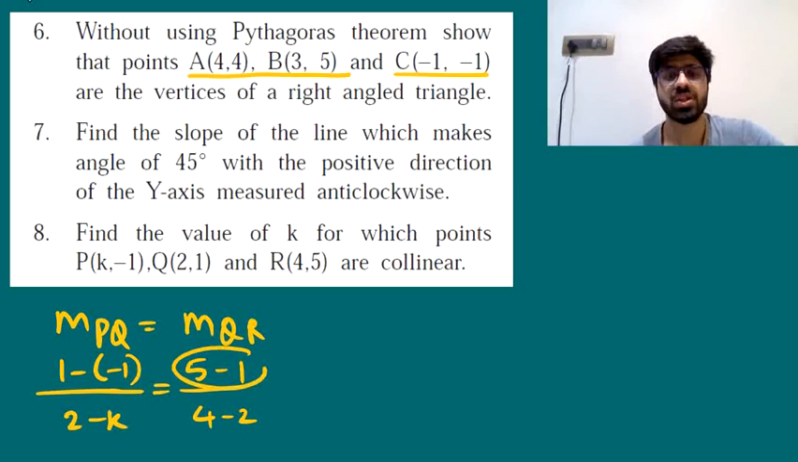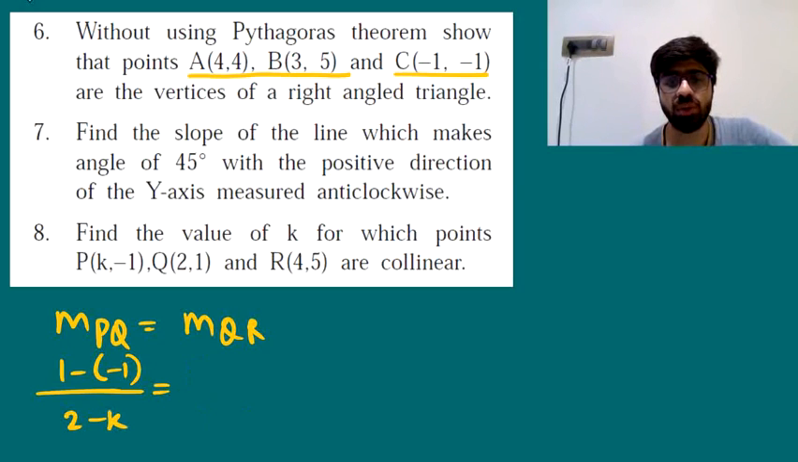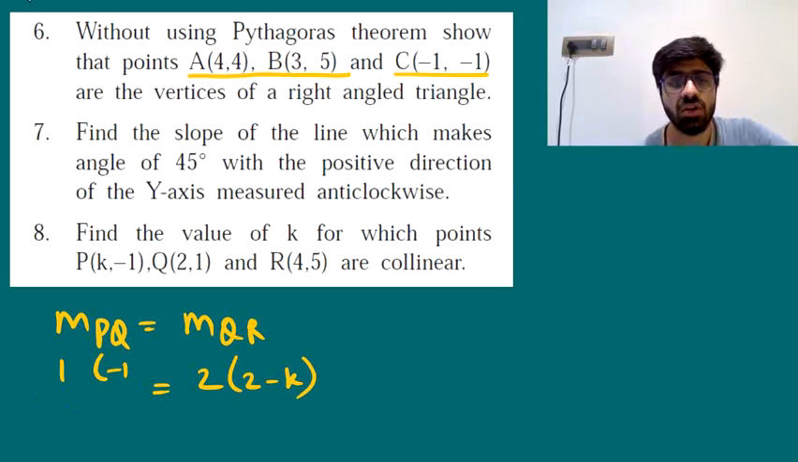Okay, 5 minus 1 will be equal to 4, and the denominator will be 2. 4 upon 2 is giving you a 2 on the right hand side. Take that 2 minus k on the right hand side, so this vanishes from here. 1 minus -1 was giving you a 2 here. You can cancel off this 2 and 2 with each other and say that 2 minus k will be equal to 1.